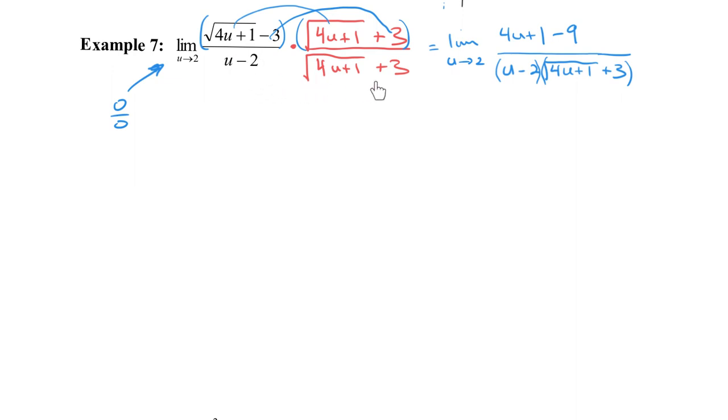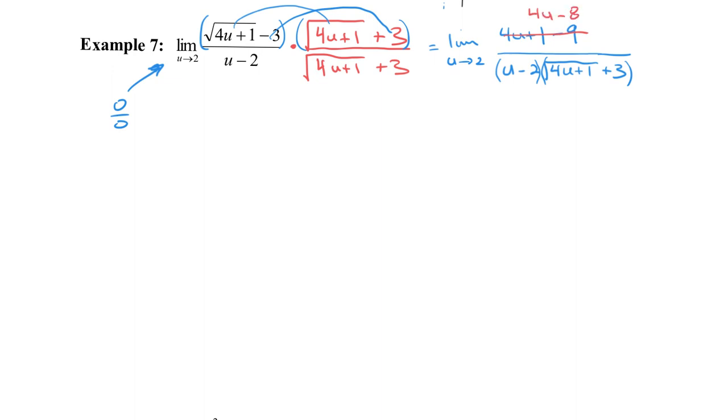Because what will happen is we're going to be able to cancel something in here. But if we expand it through there, if we use the FOIL method here, then we'll get just a mess, and we're not going to be able to see what we want to cancel. So up here we've got basically 4u plus 1 minus 9, so I'm just going to rewrite that. That's really just 4u minus 8.